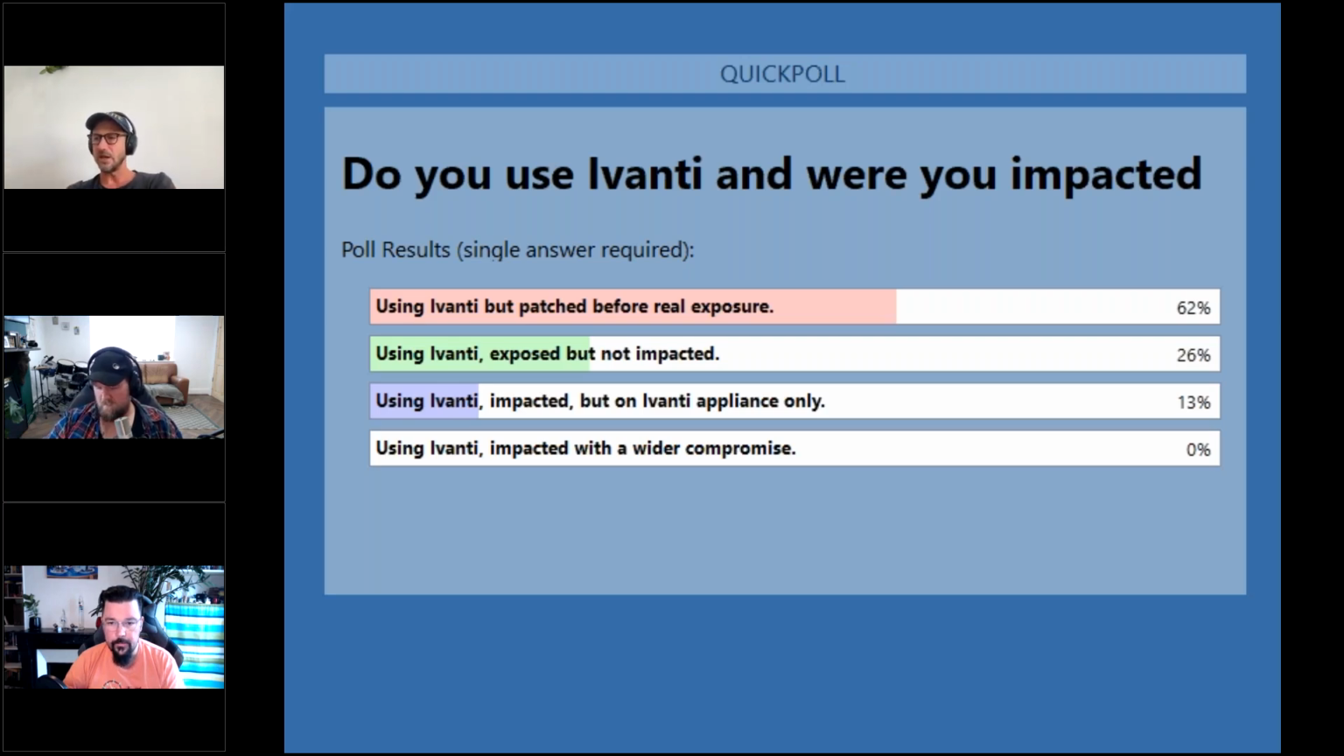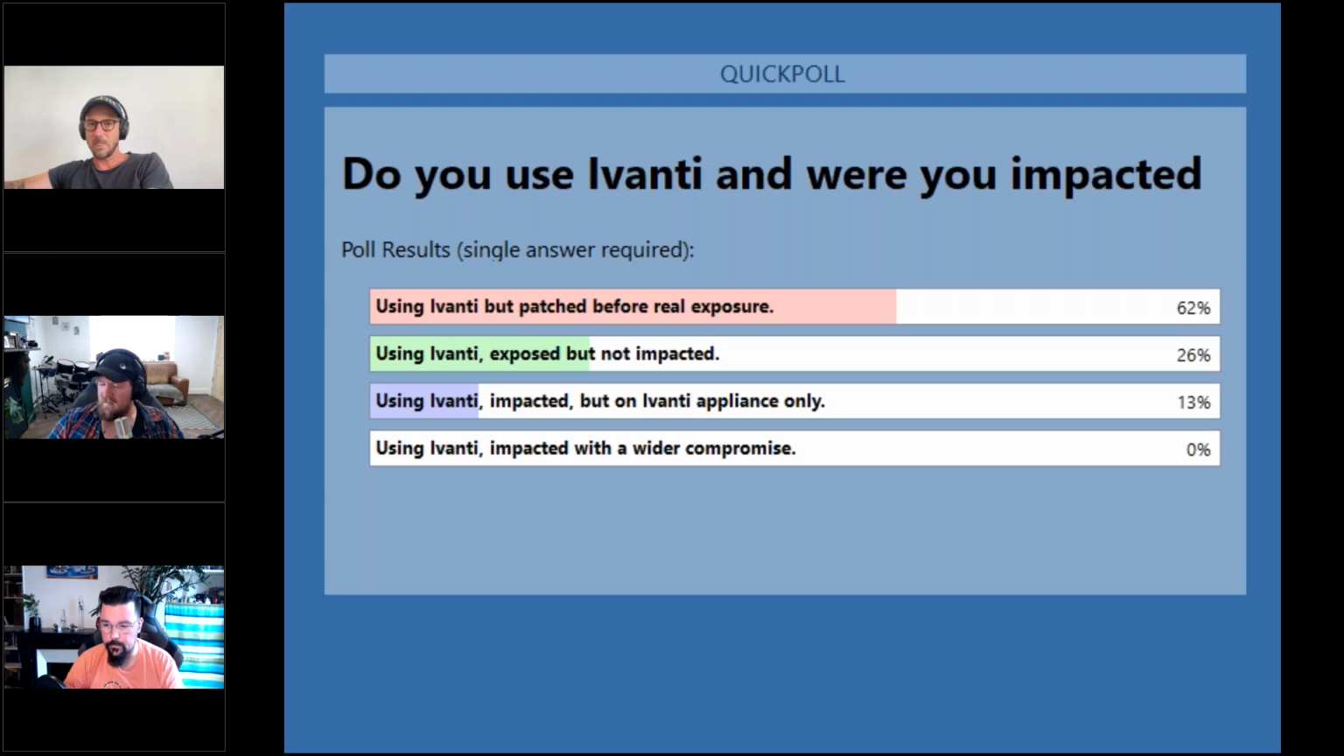So Scott, while I've got you on the line, the poll is interesting, and maybe we can just end on this. It suggests 62% of people managed to patch before they were really exposed, which means maybe the disclosure wasn't as bad as all that. But then 26% say they were exposed but not impacted. On a parting note, can we talk about impact? If you were vulnerable on the internet after the disclosure on the 10th of January, and you didn't patch within a few days, what are the implications for you as an Ivanti client?